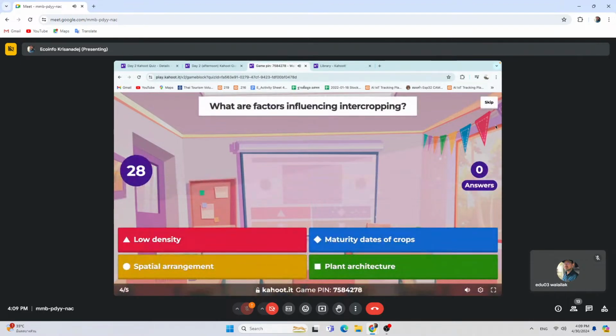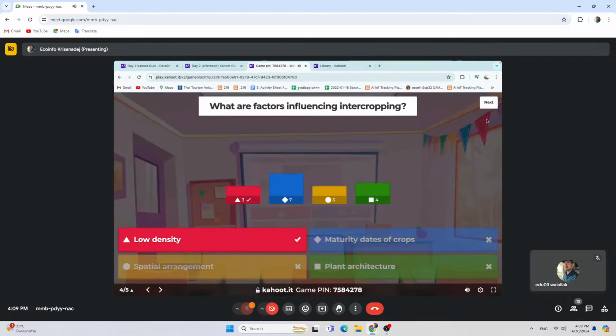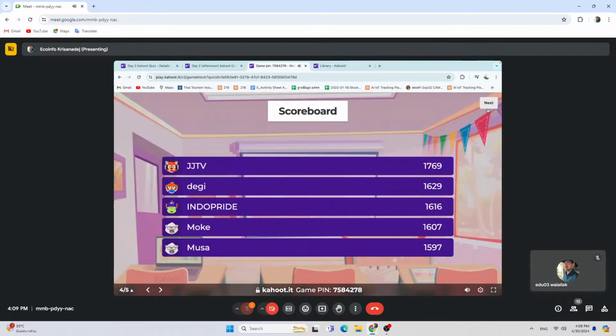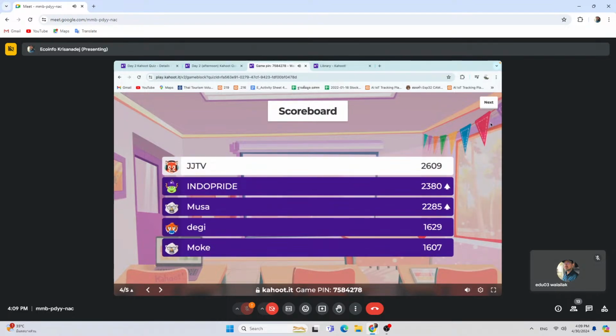You still have two more questions. What are factors influencing intercropping? Low density, spatial arrangement, maturity dates of crops, or plant architecture. You have 10 seconds to answer. Be fast and be right. There we go. Who's going to be on top? John? You only need one question.